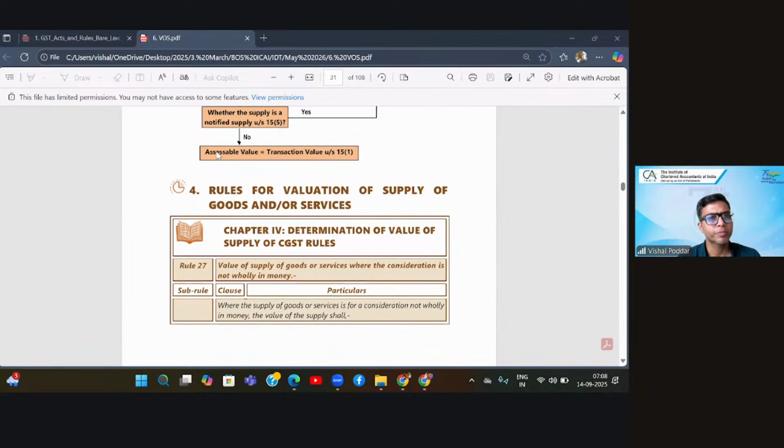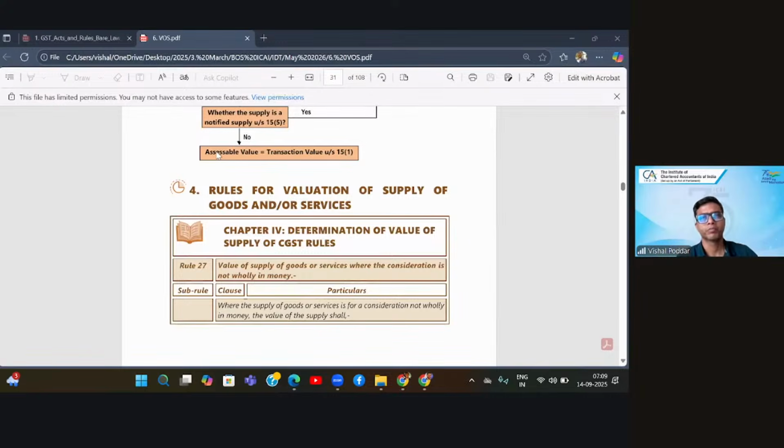Another point, which is provided as an explanation, is that this subsidy, even if received from a third person, shall be added provided it is received by the supplier. If the subsidy is received by the buyer, it should not be added in the value. Now, I link this subsidy point with the consideration definition. If you recall, the consideration definition also makes it very clear that consideration may flow either from the recipient or from any other person.